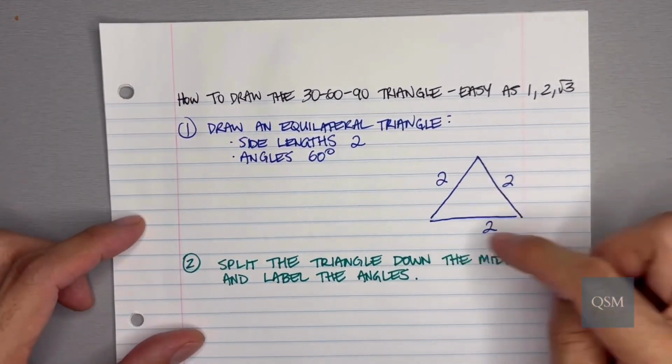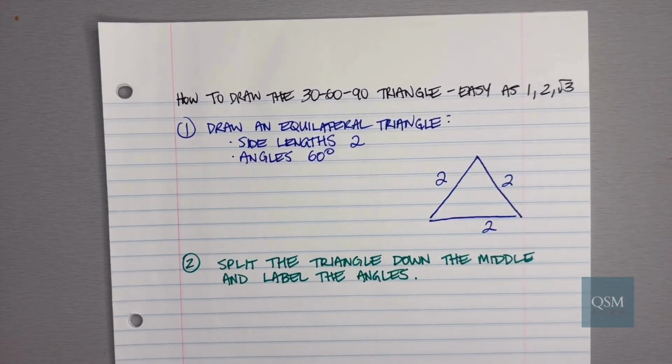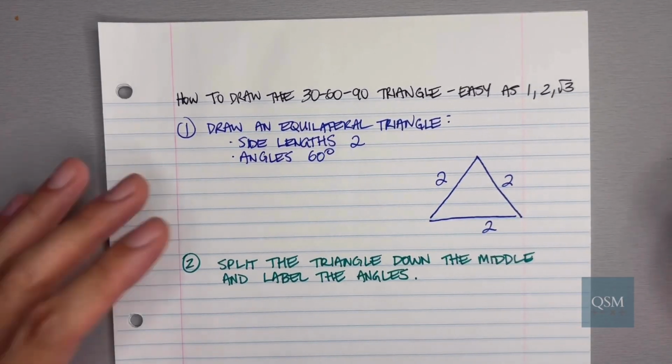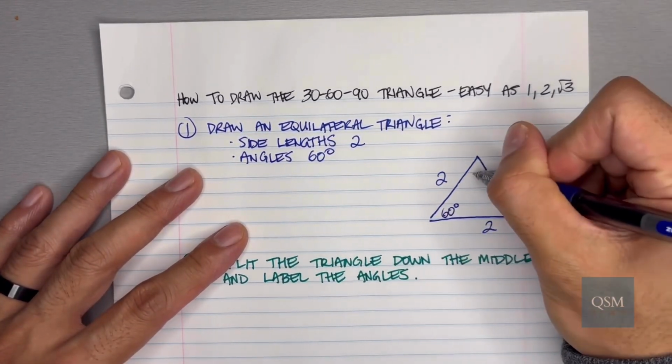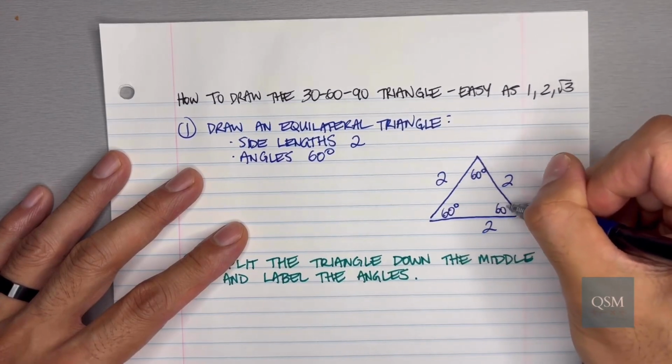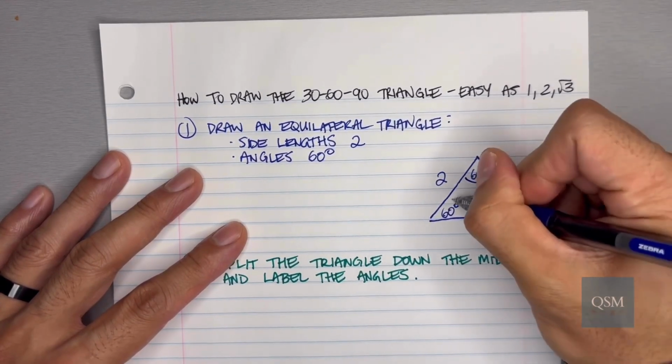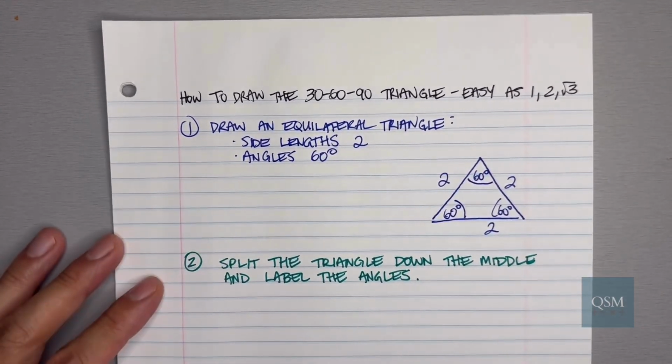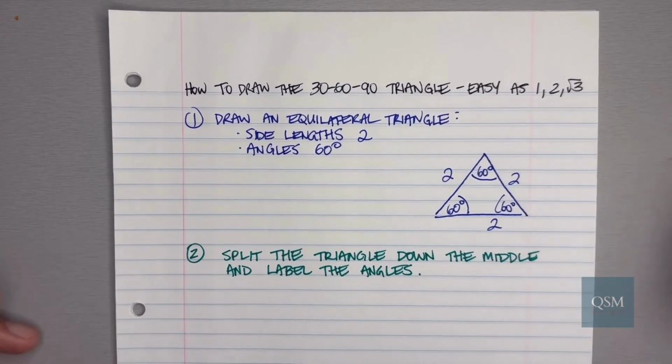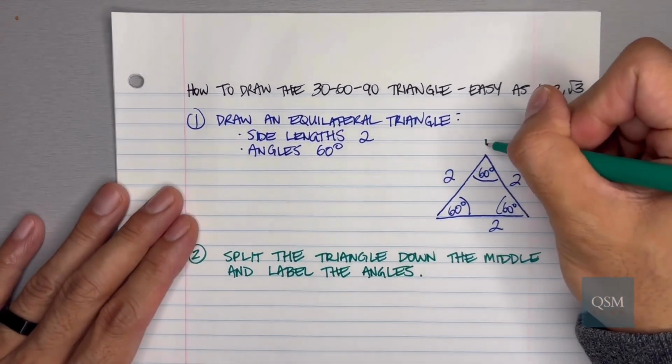and the interior angles of my triangle: inside a triangle all the angles add up to 180 degrees, and we have 3 angles here. So if we divide 180 by 3, we get 60. So all 3 of these angles here are 60-degree angles. The next thing I'm going to do is split this triangle right down the middle, just like this.